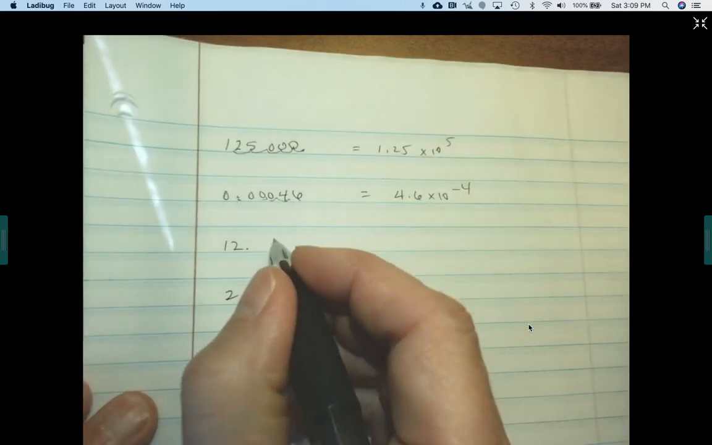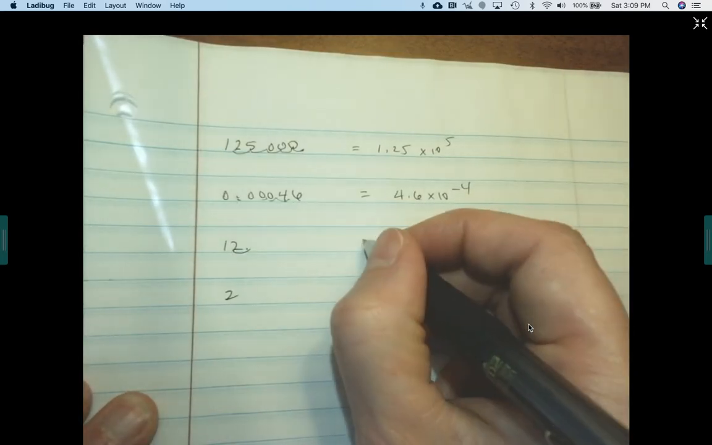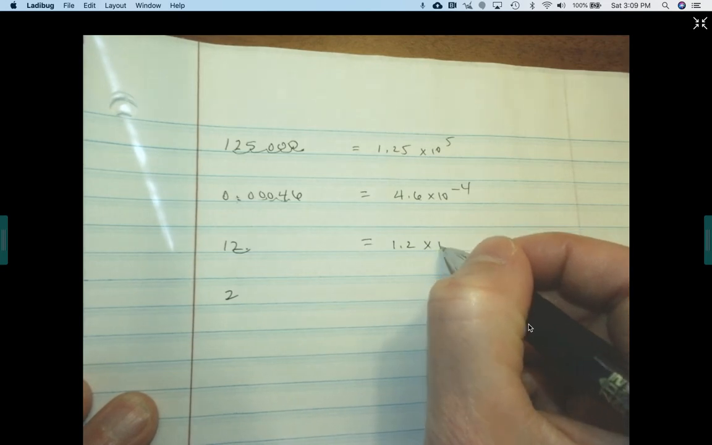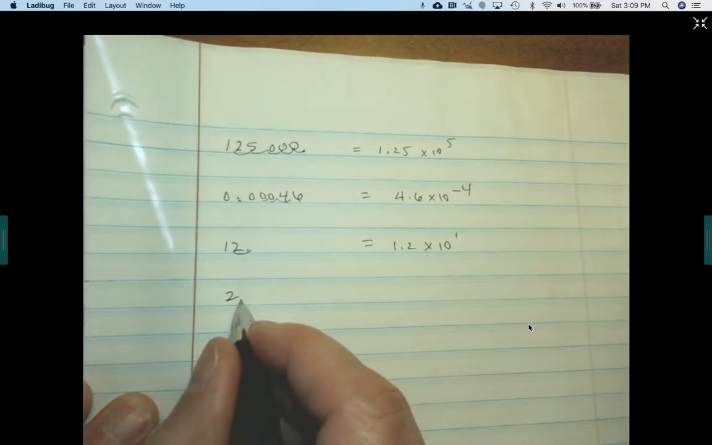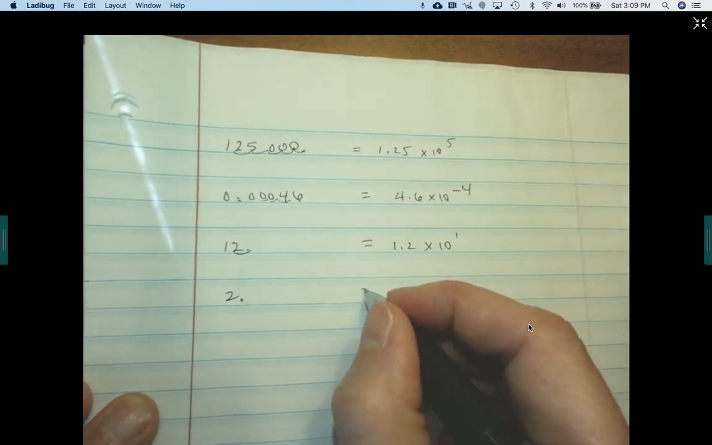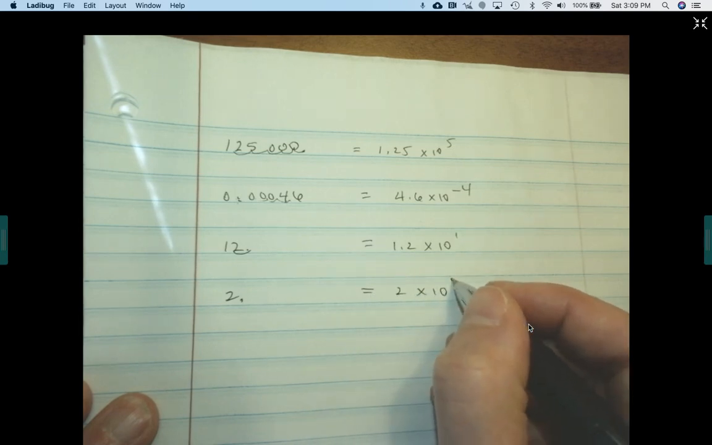And for 12, we'd have to move it 1 place over. So 1.2 times 10 to the 1. And here we don't have to move it at all. So it's 2 times 10 to the 0.